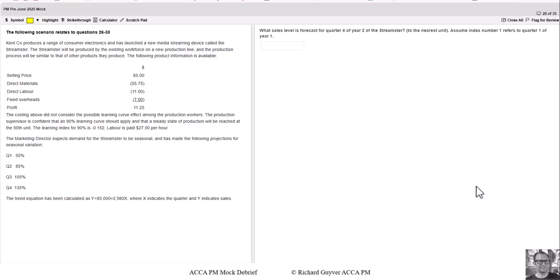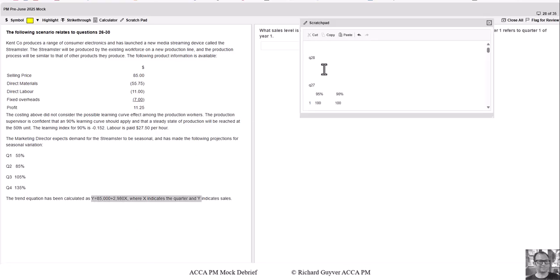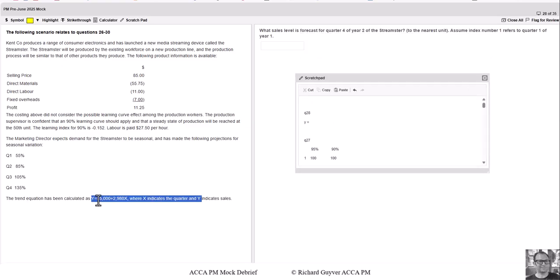What sales level is forecast for Q4 of year 2 to the nearest unit? Assume index number 1 refers to Q1 of year 1. This uses the bottom bit with this trend equation we're given down the bottom. There are 2 parts to a calculation like this. First, we need to use the trend equation to work out a value of y. Then we need to apply the seasonal variation. So y is 85,000 plus 2,980 lots of x, and x indicates the quarter. And we're in Q4 of year 2, so that's 8.